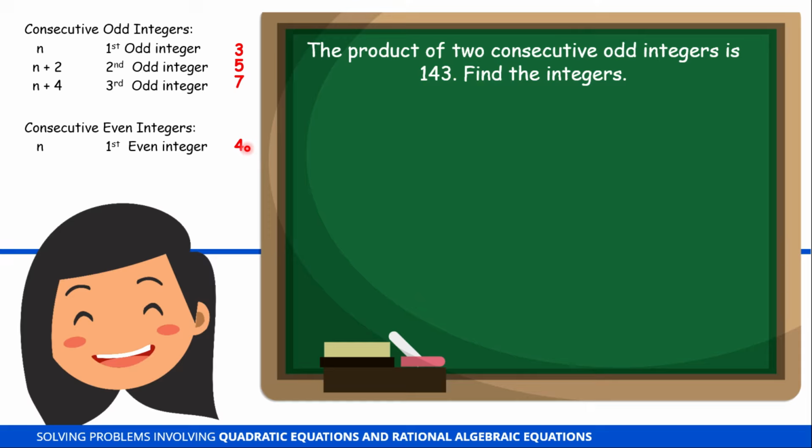Kung ang first even integer natin ay 4, which is represented by a variable n, ano ba yung kasunod na even integer? Answer is 6. And ilan yung nadagdag kay 4 para dun sa susunod na even integer? Nadagdagan ng 2. So, kagaya nung sa odd integer, we're going to add 2 dito sa n natin para sa second even integer. And ganun din sa ating third even integer, we have n plus 4. So, ganun mag-represent ng consecutive even or odd integers.